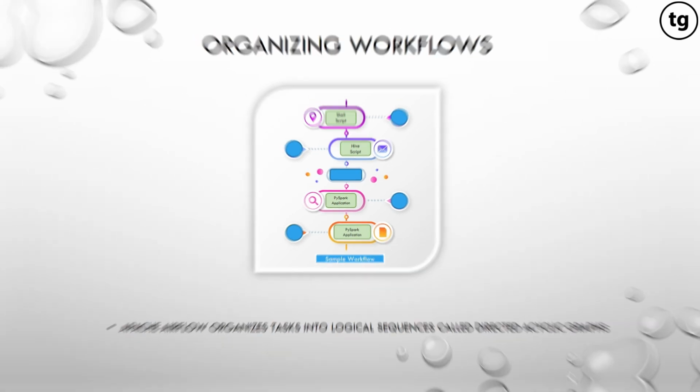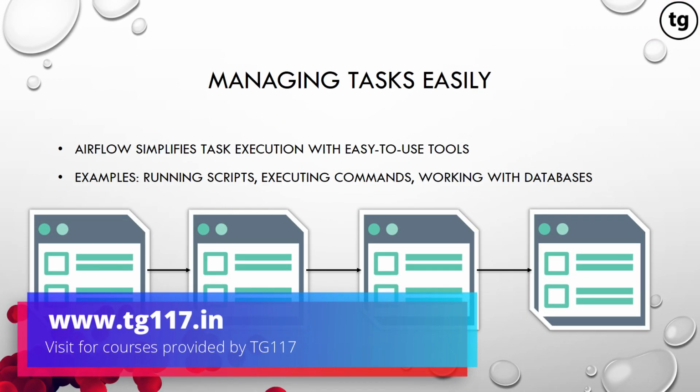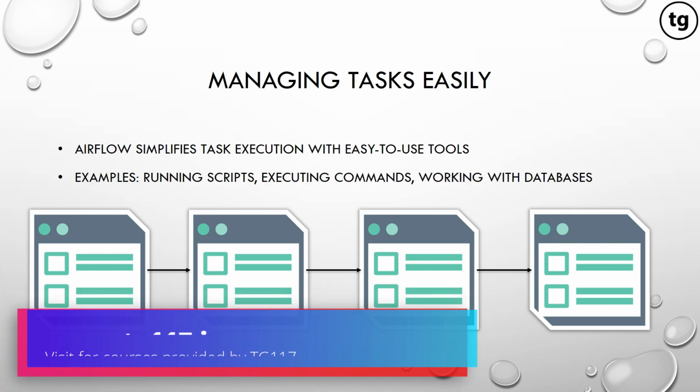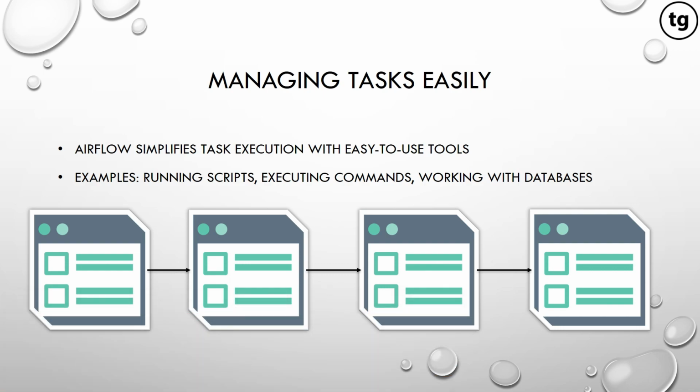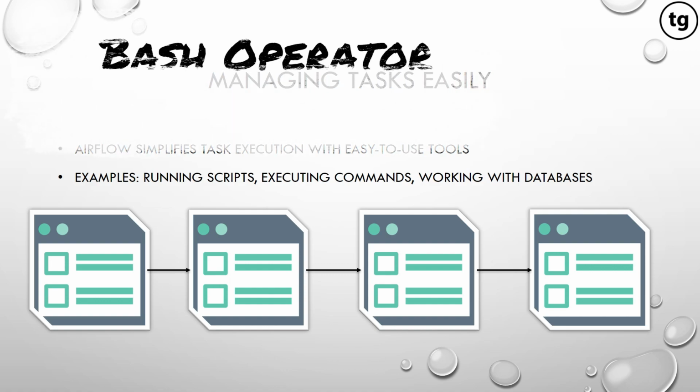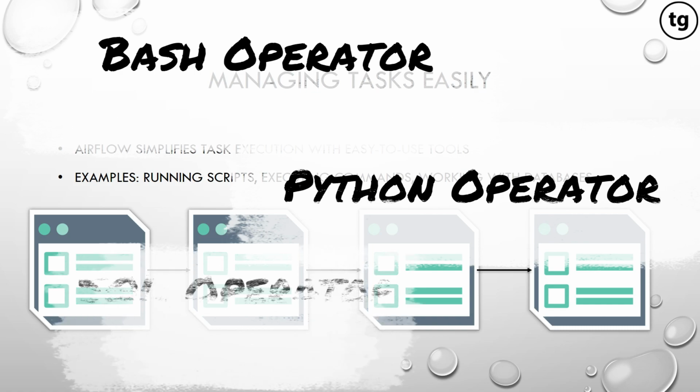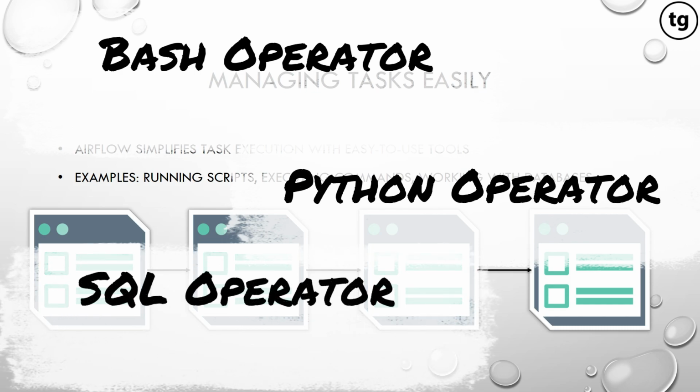The second feature of Airflow is managing tasks. Airflow provides a variety of tools to perform tasks. For example, you can run scripts, execute simple commands, or even work with databases, all with just a few clicks. Airflow provides a rich set of operators for task execution, including Bash operator, Python operator, and SQL operators. These operators allow users to perform tasks like running shell commands, executing Python functions, and interacting with databases seamlessly.